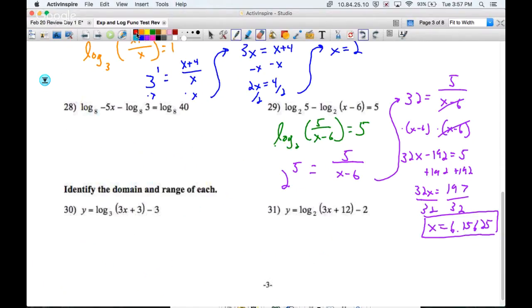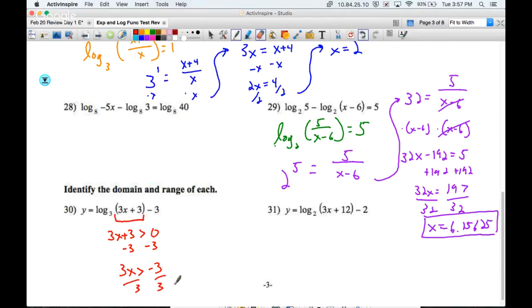All right, so number 30 and 31 say identify the domain and range of each. These are logarithmic functions, so we know that their range is going to be all real numbers, but the domain is going to be restricted. The key to figuring out the domain is to take the argument and just say that the 3x plus 3 must be greater than 0, because we cannot take the log of a negative number. Therefore, the argument must be greater than 0. And then just solve. So I get 3x is greater than negative 3.